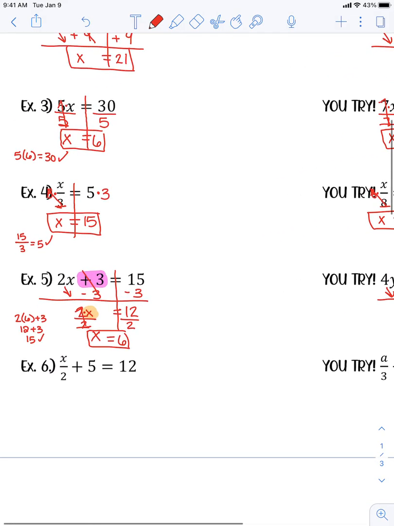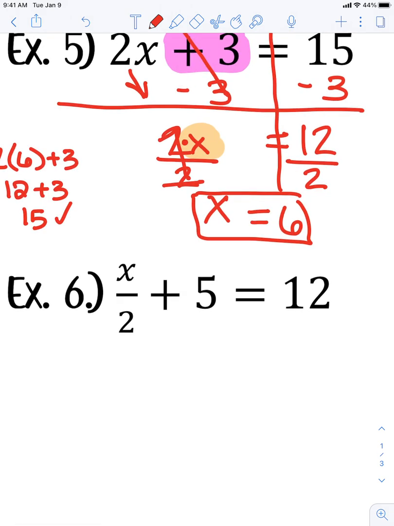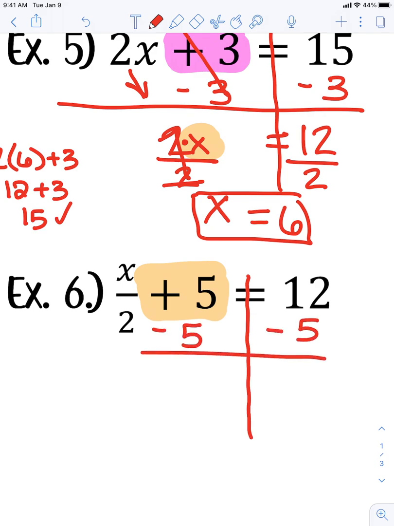Okay, looking at example 6. Again, we want to move the 5 over first. You want to add or subtract first. Okay, so we draw a line through the equal sign. You subtract 5 from both sides. So 5 minus 5 zeroes out. You're left with x divided by 2 equals 12 minus 5, which is 7.